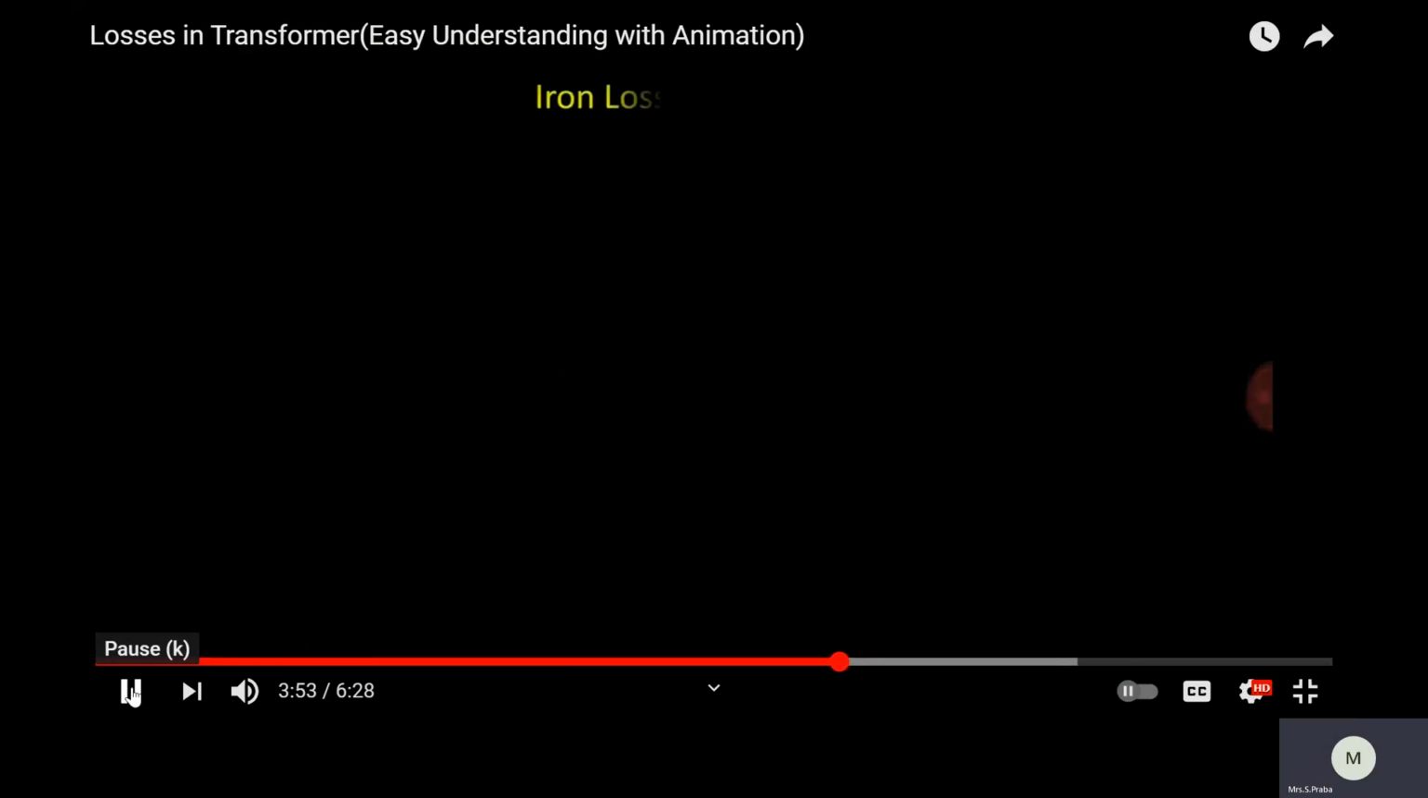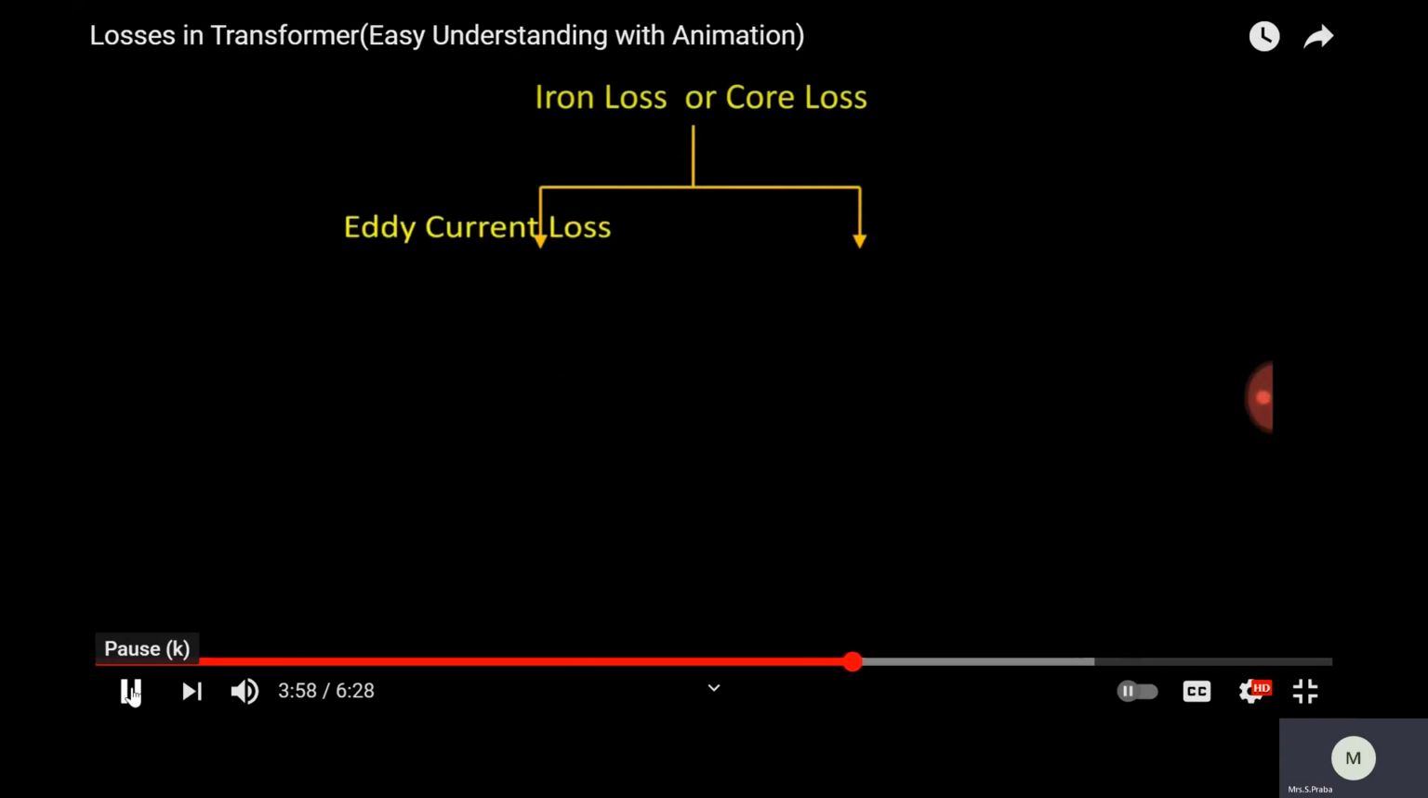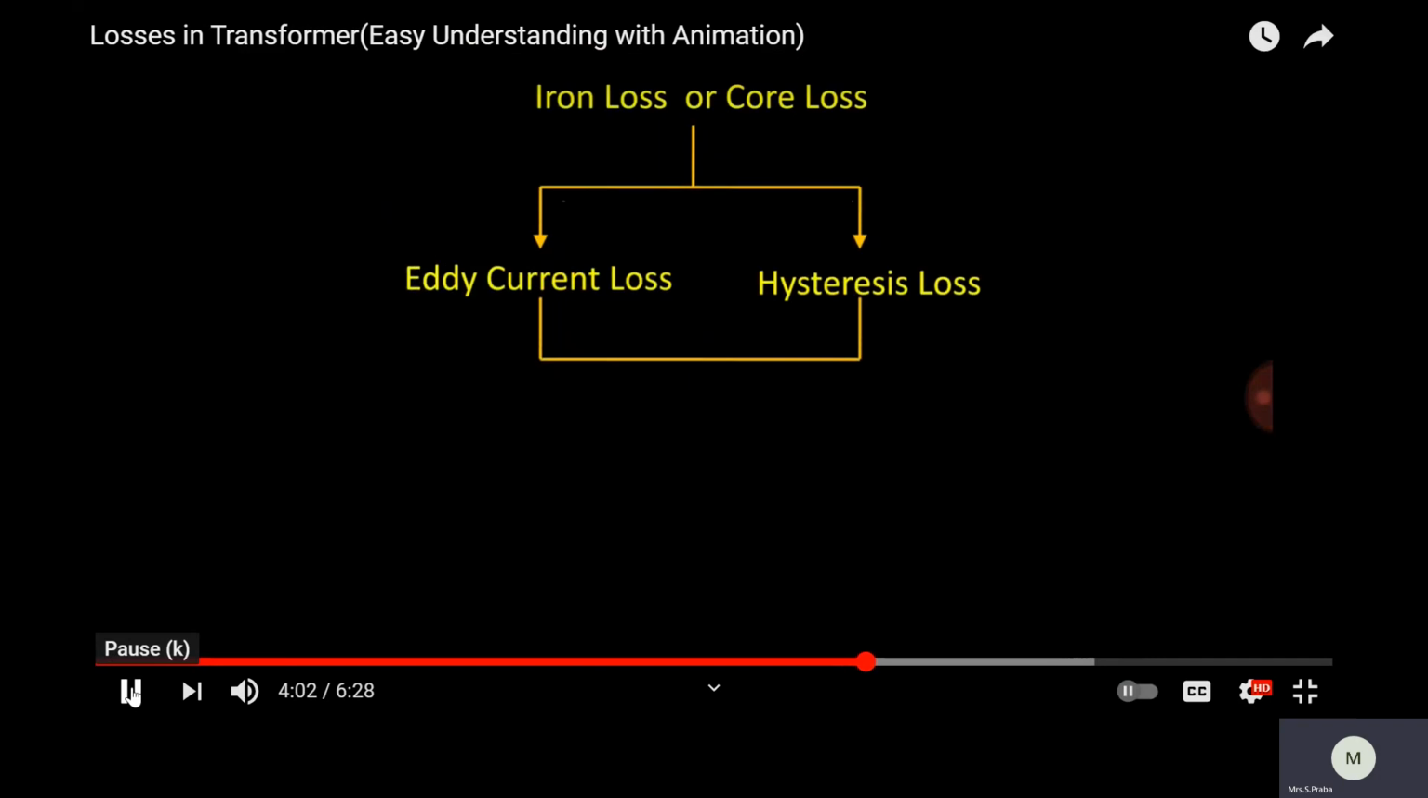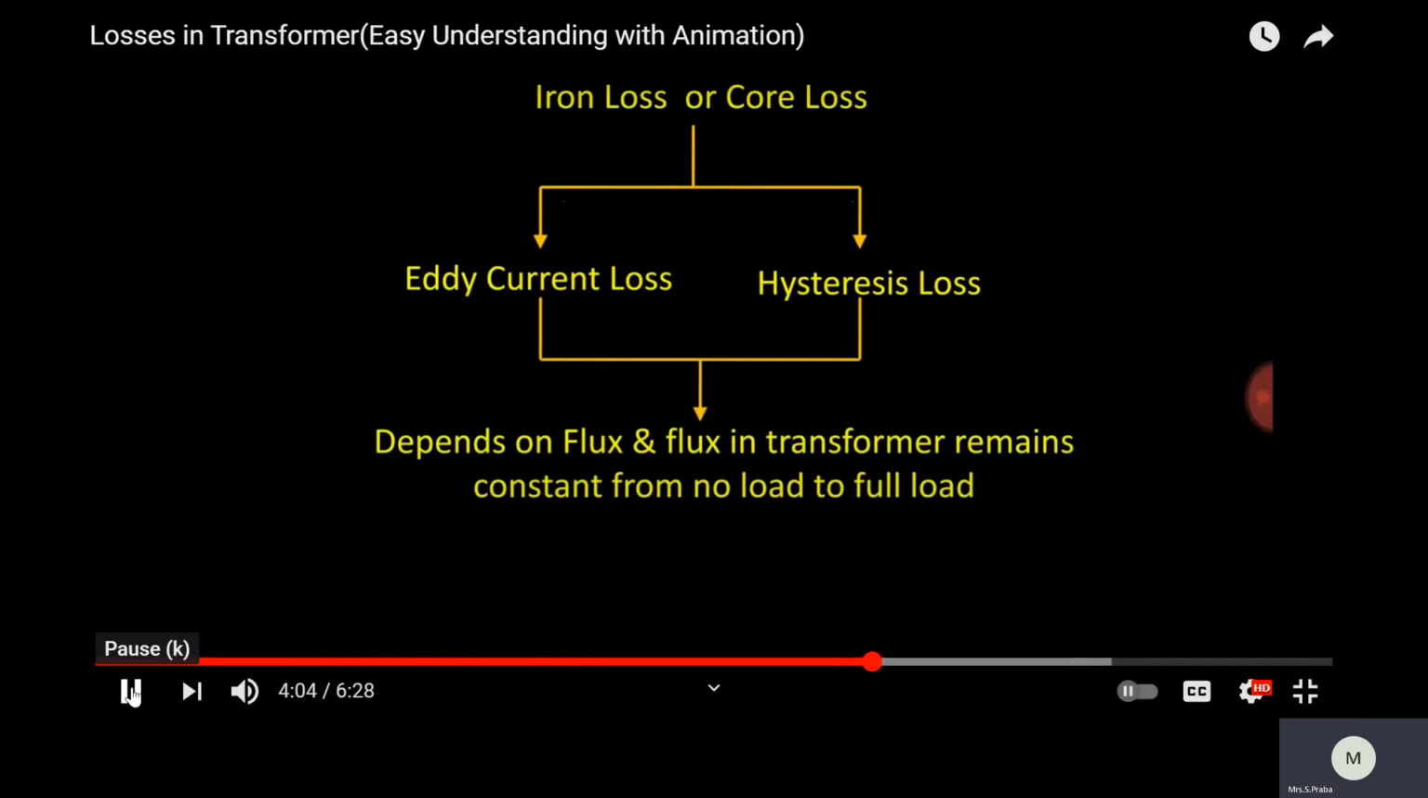So iron loss or core loss has two types. First is eddy current loss and the second is hysteresis loss. Both the losses are because of the flux. So eddy current loss as well as hysteresis loss depend on flux, and flux in a transformer remains constant from no load to full load, and that's why iron loss or core loss is called a constant loss.